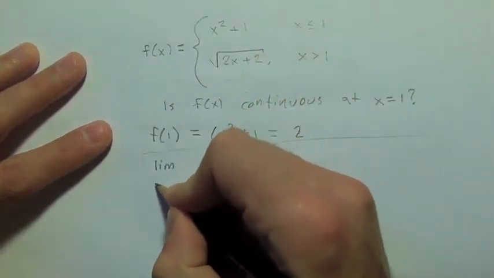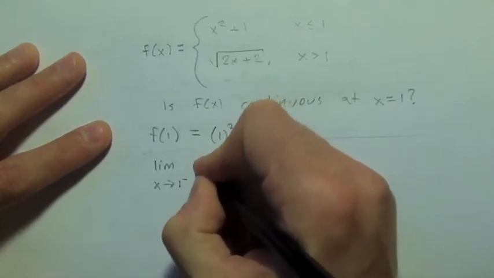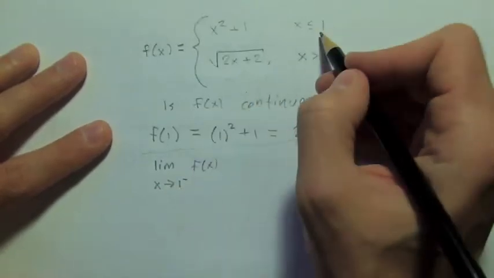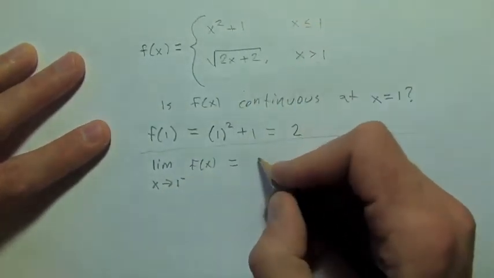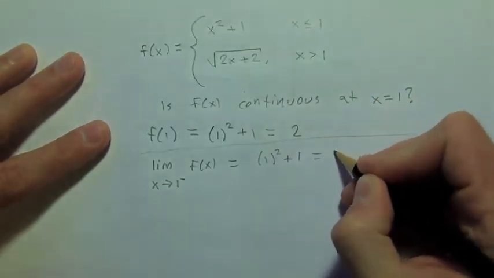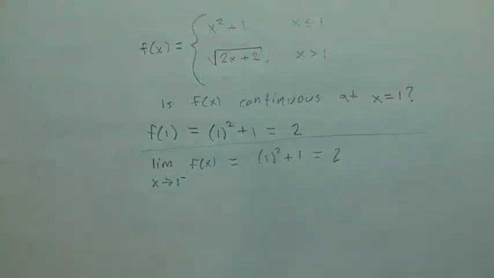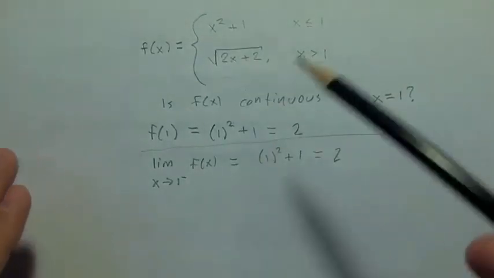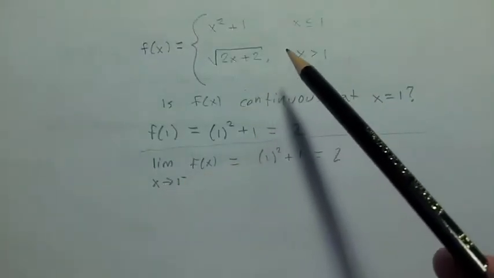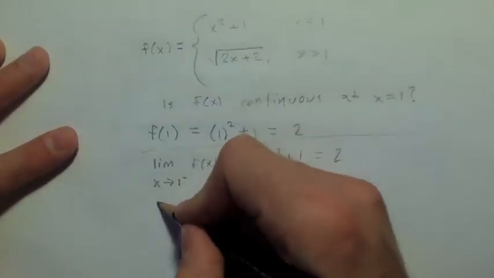So I'll start with the piece we already know. The limit as x goes to 1 from the negative side, so that's the top piece. And so that's going to be 1 squared plus 1. In this case, this piece is going to work out. x going to 1 from the negative side, that's when x is less than 1, so that will be this piece.